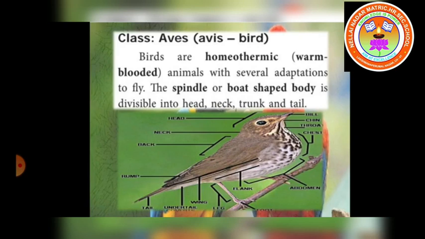Birds are homeothermic organisms. What do you mean by homeothermic organisms? They are warm-blooded animals with several adaptations to fly. So the body of birds is adapted to fly. The spindle or boat-shaped body is divisible into head, neck, trunk and tail. So the body of the bird is divisible into four parts: the head, the neck part, the trunk part and the tail part.